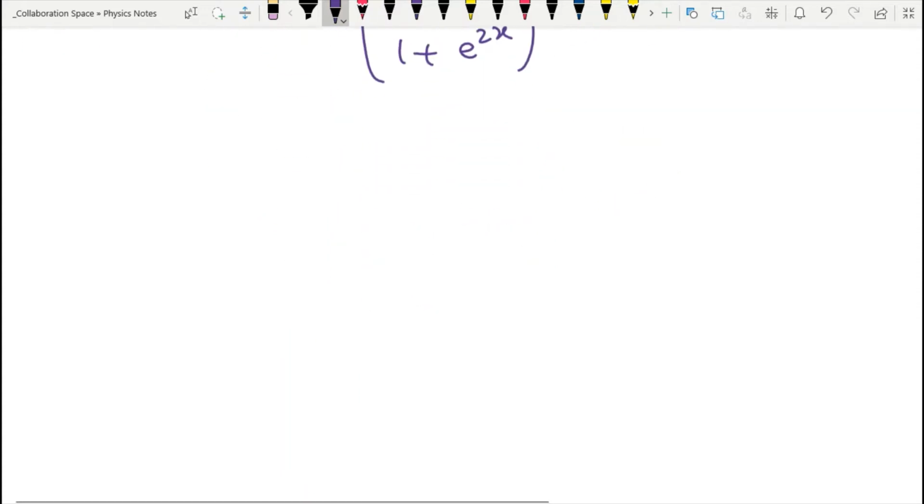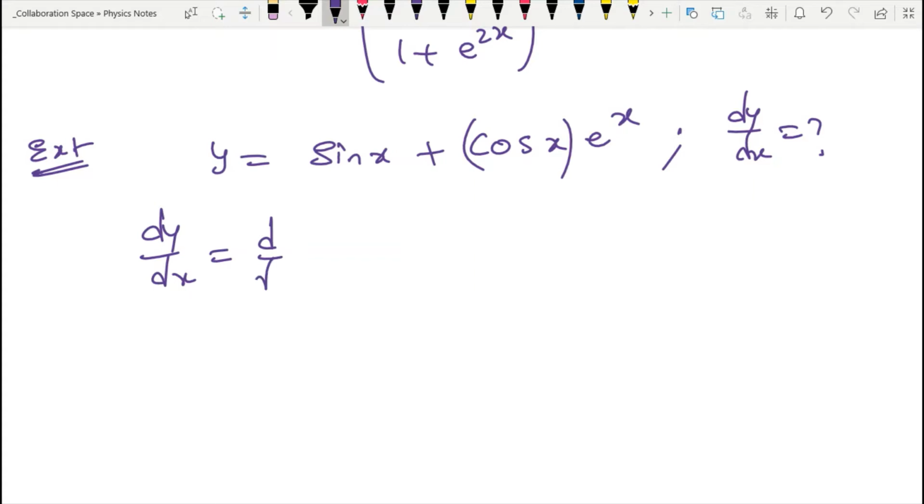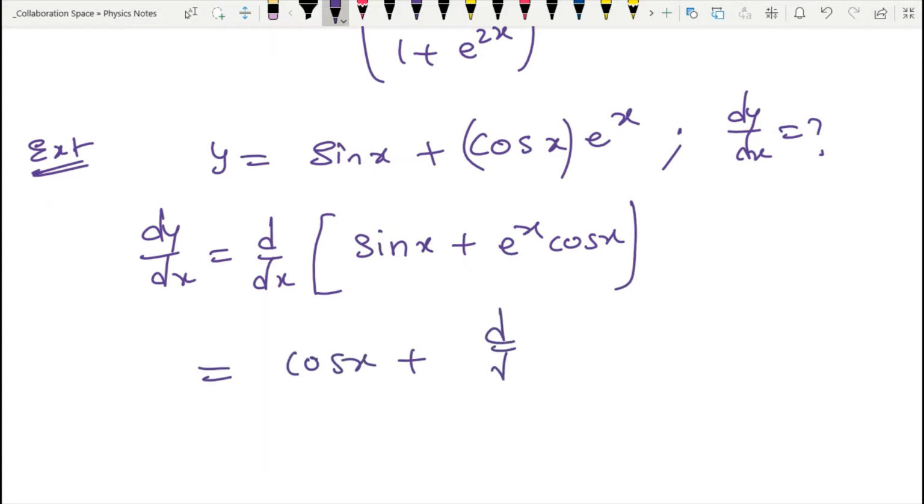Now let us move to another example. So all these are mixed type functions. Suppose y = (sin x + cos x) into e^x. So what is the differentiation for this? If they are asking differentiation, you can simply apply the differentiation both sides. d/dx of this, that is sin x into e^x cos x. So d/dx of sin x is cos x only. You have to write the d/dx of e^x cos x.